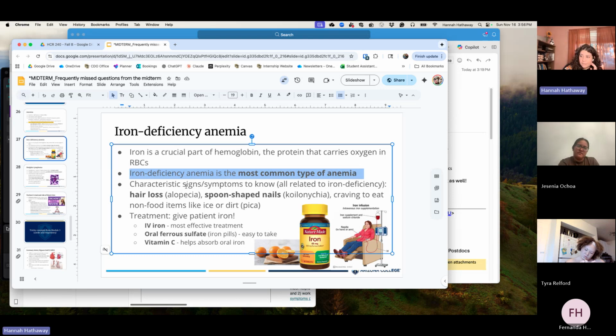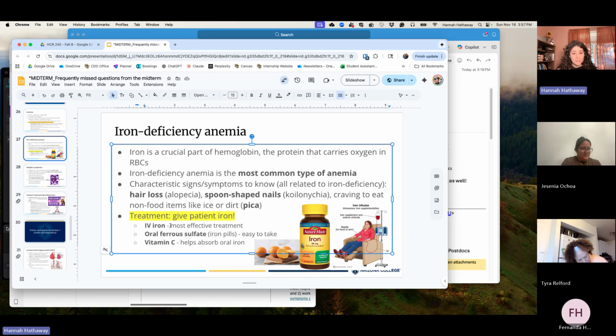But so we already talked about some of the characteristic signs and symptoms: hair changes, nail changes, wanting to eat non-food items. So this is another good thing to know here, how to treat it. So if you have iron deficiency, how are you going to treat that? By giving iron, right? That seems so straightforward.